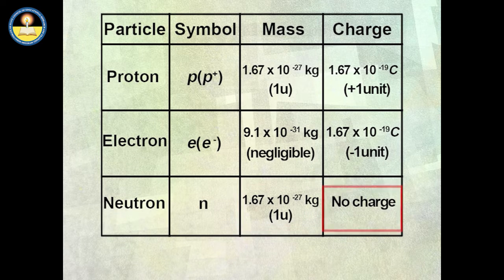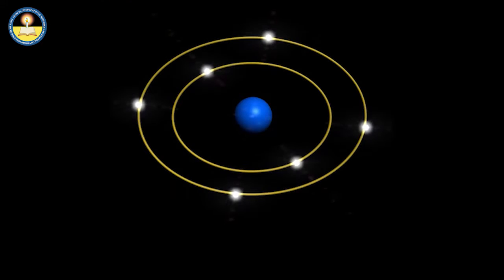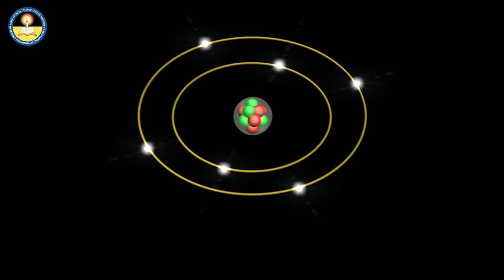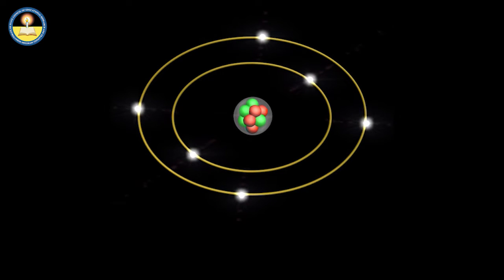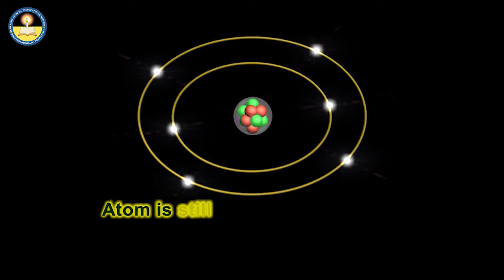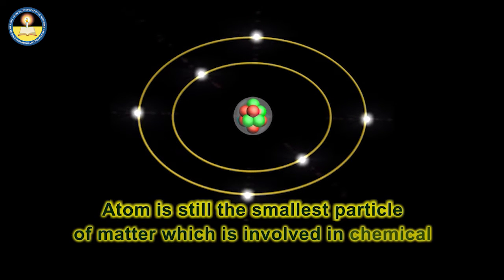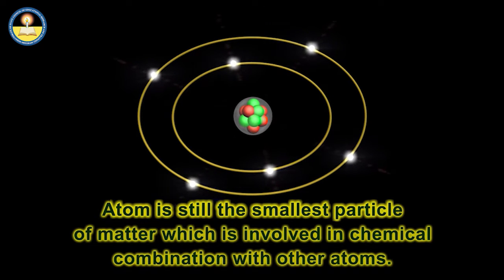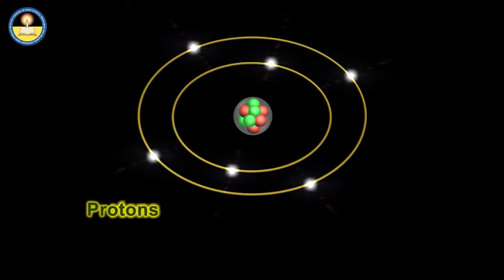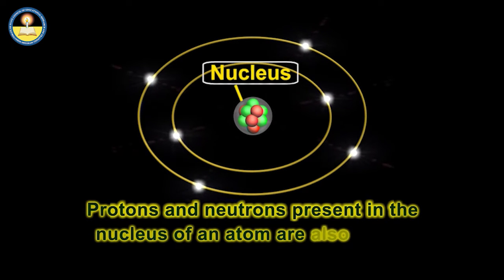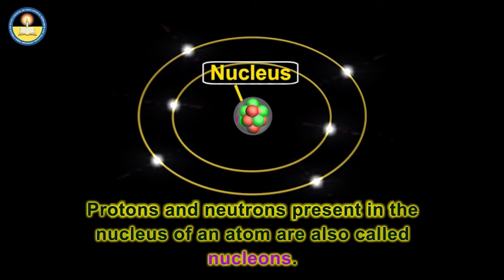Remember that electrons, protons and neutrons do not have any identity as such. Atom is still the smallest particle of matter which is involved in chemical combination with other atoms. Protons and neutrons present in the nucleus of an atom are also called nucleons.